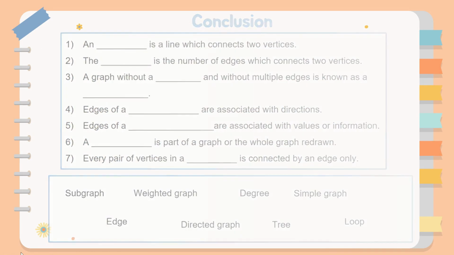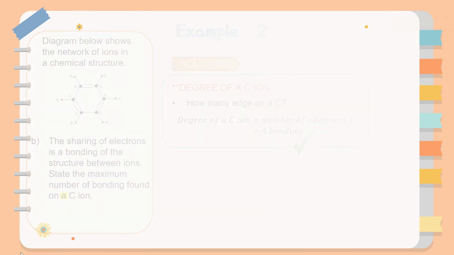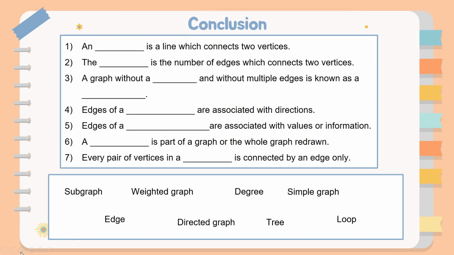Okay, now we have reached the end of our lesson. Then we do this conclusion together, which is the mix and match activity. This box above here is the statement, and then you must choose from the box below to complete this statement. Okay, the first statement: an edge is a line which connected two vertices.